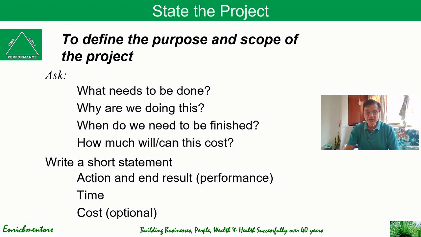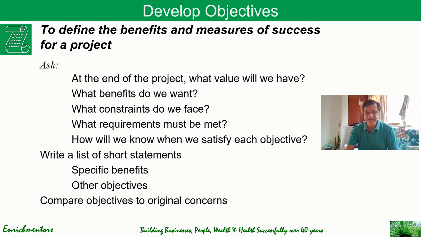The next thing that you need to do in defining the projects, you define project objectives, and that defines the benefits and measures of success of a project. And again, here you need to ask certain questions, best done in the form of a brainstorming of the project team that is going to implement it. And the first question to ask is, at the end of the project, what will we have? What value will we have? What is the thing that we want that we will get? What benefits do we want by the end of the project?